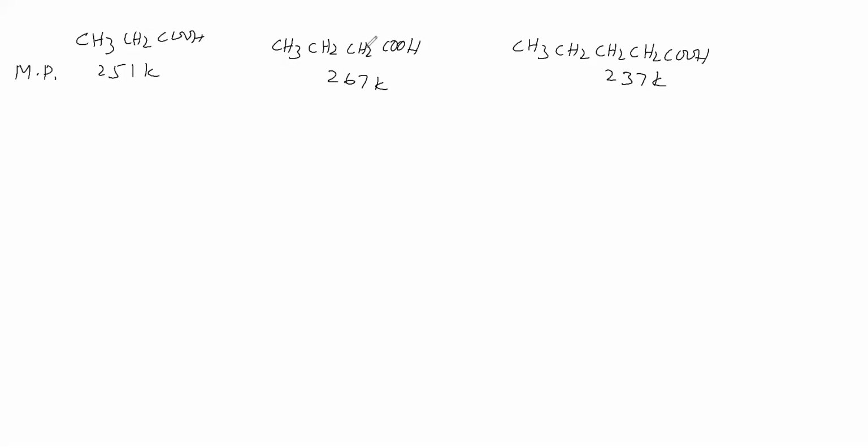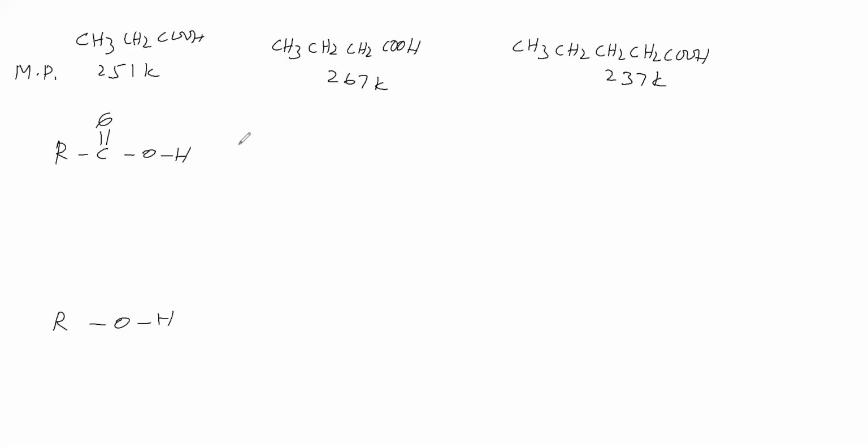Then aromatic acids and aliphatic acids: aromatic acids have higher melting and boiling points, while aliphatic acids have lower melting and boiling points. Then we will see the acidic strength. We will take a carboxylic acid and an alcohol, and see what the acidic strength is for these two.